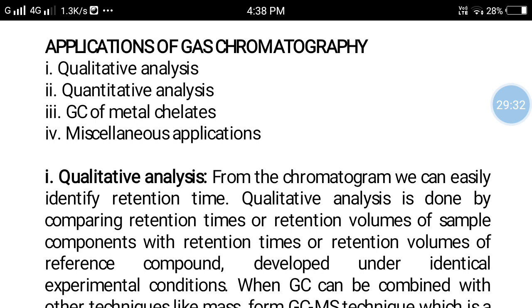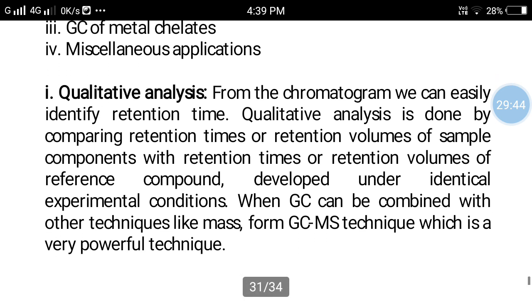GC, gas chromatography, is applicable as a qualitative analysis, quantitative analysis, as a metal chelate analysis and in miscellaneous applications. In the first, qualitative analysis, from the chromatogram we can easily identify the retention time. Qualitative analysis is also done by comparing the retention time or retention volume of the sample component with the retention time or retention volume of the reference compound developed under identical experimental conditions. GC can be combined with another technique like mass spectrometry, the GC-MS technique, gas chromatography mass spectrometry, which is a very powerful technique.